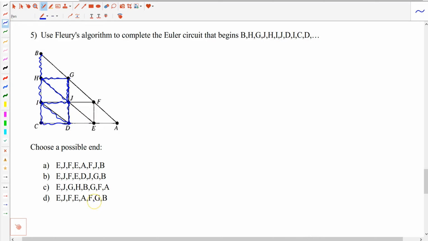Now we want to choose a possible end. Looking at these options, I want an Euler circuit, which means you have to start and end at the same vertex. In this case I started at B, so I need to end at B. So option C is out because it does not end at vertex B. So that can't possibly be the right answer.